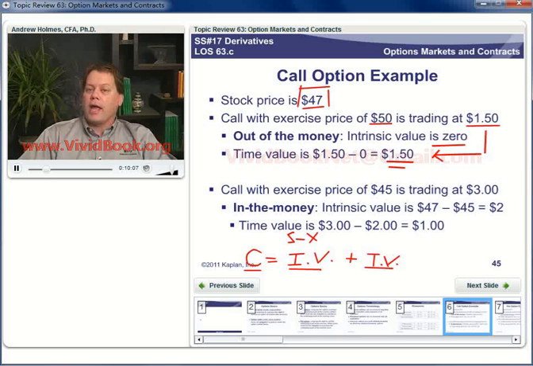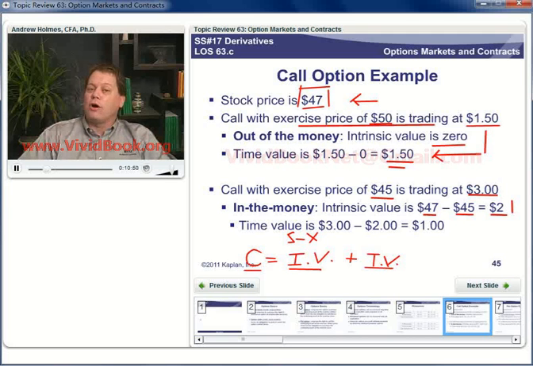On the other hand, if we're still looking at a stock that's trading at $47, but we look at an option with an exercise price of $45 that's currently trading at $3, well, now this option is in the money. So if we take S, the stock price, that's 47, subtract off X, the exercise price of 45, then we get $2.